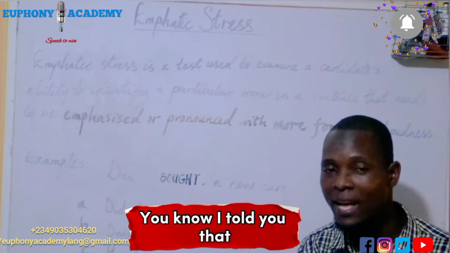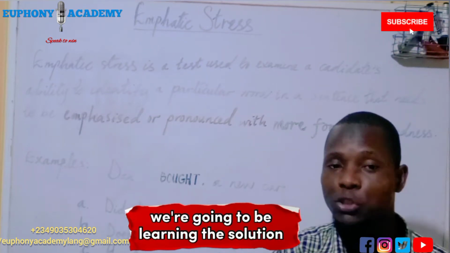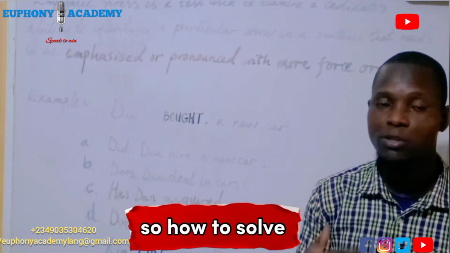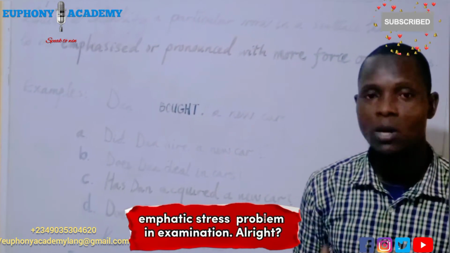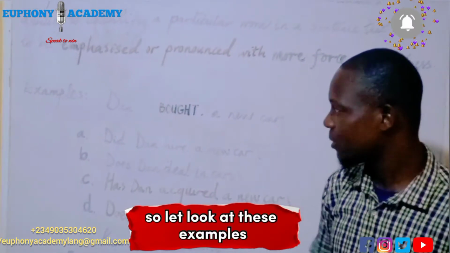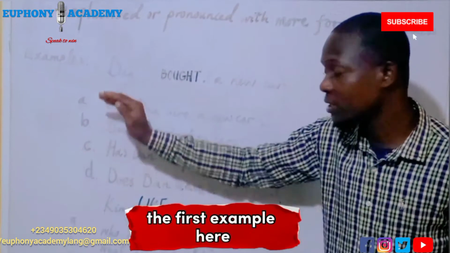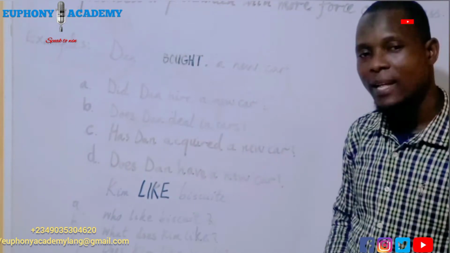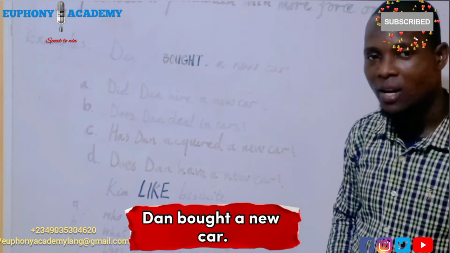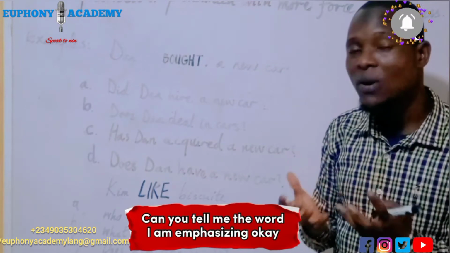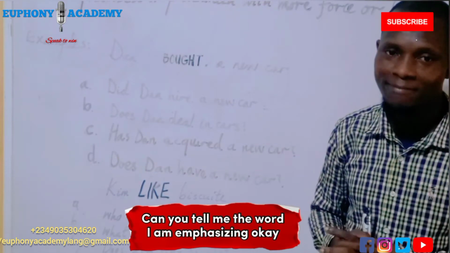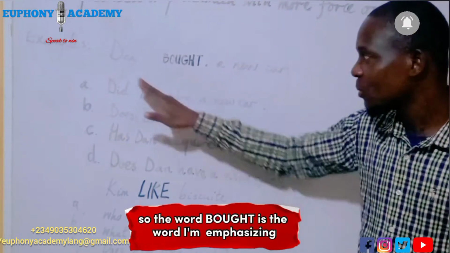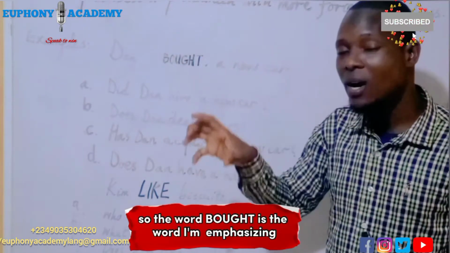I told you that we're going to be learning the solution for emphatic stress, so how to solve emphatic stress problems in examination. Alright, so now look at these examples. The first example here: Dan bought a new car. What am I stressing here? Can you tell me the word I am emphasizing? Okay, I am emphasizing the word bought. So the word bought is the word I'm emphasizing.